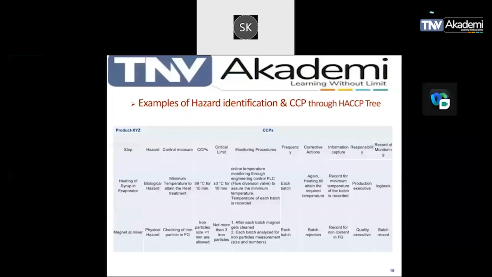So what is the information captured in the record? The minimum temperature of the batch is recorded. If the temperature is 70 degrees Celsius, then you have to write down that this batch was attained at 70 degrees, then you reheated it again and achieved 89 degrees. So what is the responsibility? For example, the responsibility of this production area. The production executive, process production officer will take responsibility for these particular steps, and later the record of monitoring.